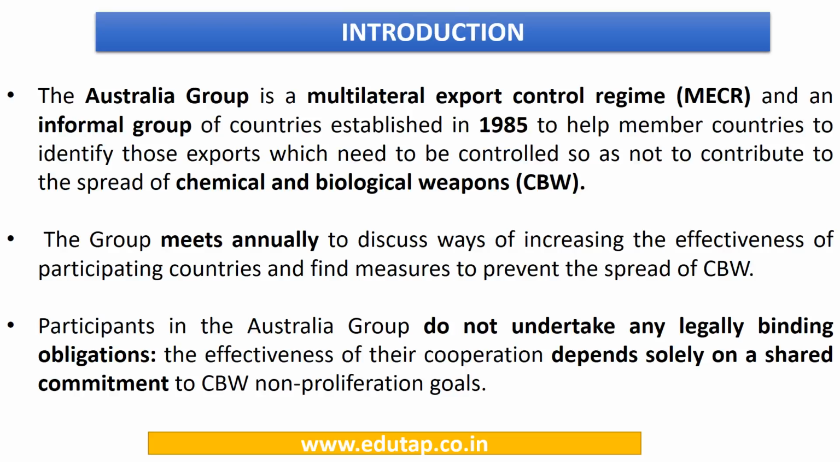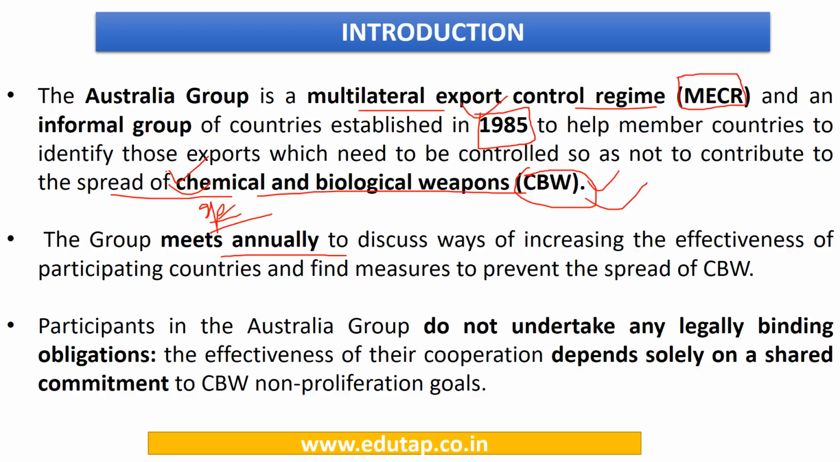Australia Group is a multilateral export control regime established in 1985 with the aim of ensuring the export of certain chemicals, biological agents and dual use facilities don't contribute to the spread of CBW, that is chemical and biological weapons. Very important to remember that its prime focus is to control the spread of chemical and biological weapons. The group meets annually and does not undertake any legally binding obligations.